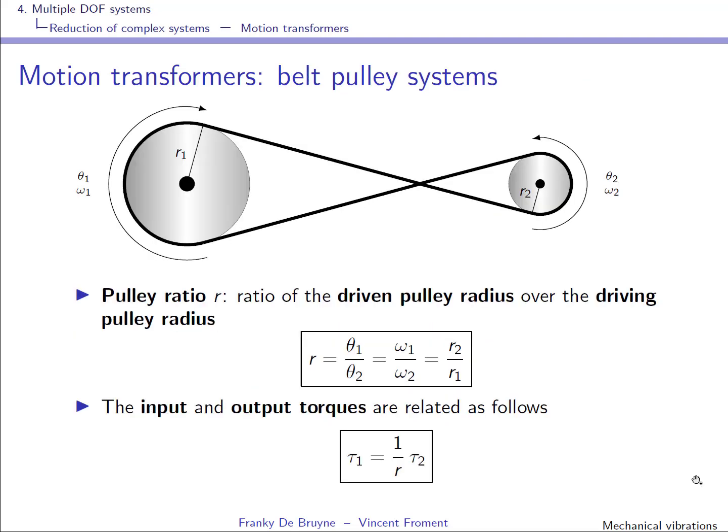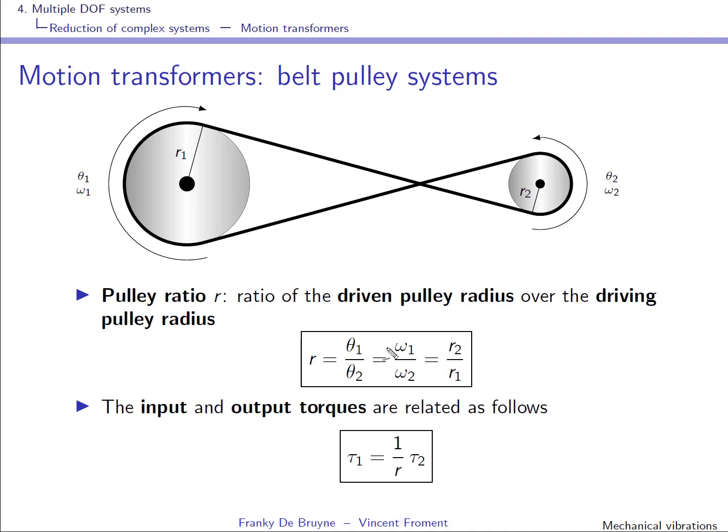Well, the formulas that we've seen for the gearbox, you can also use them for a belt pulley system, so I won't go too much into details. The definition of the pulley ratio is exactly the same, but the only difference is that now the ratio R can be obtained not as a function of the number of teeth, but as a ratio of the radius at the output over the radius at the input.